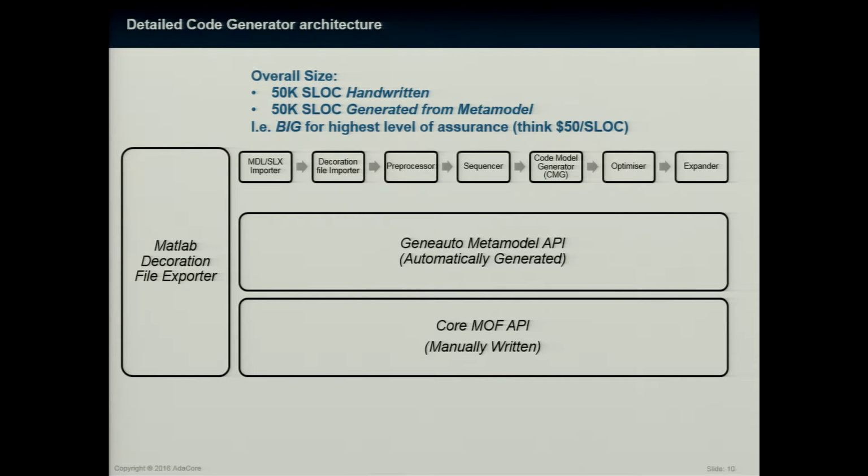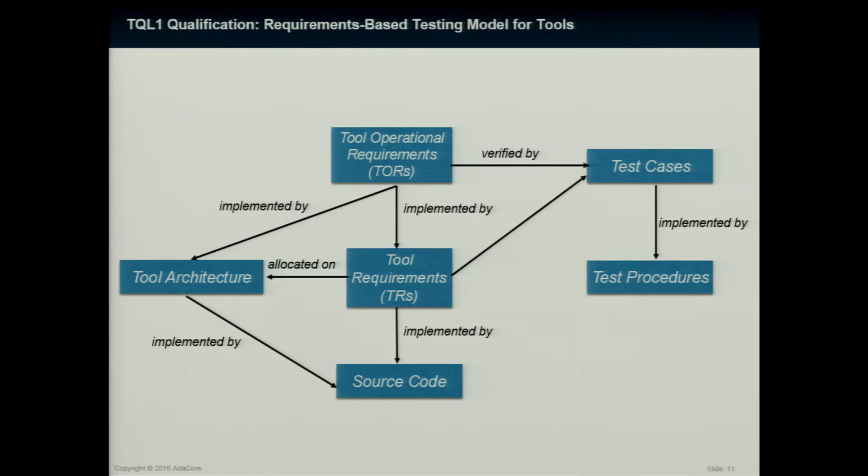And the point here, from the point of view of looking at it with respect to qualification requirements, is that it's big. It's got 50,000 lines of handwritten code and another 50,000 lines of machine-generated code. And that's a lot of code for something that's going to require essentially something similar to DO-178C certification as far as rigor and testing requirements.